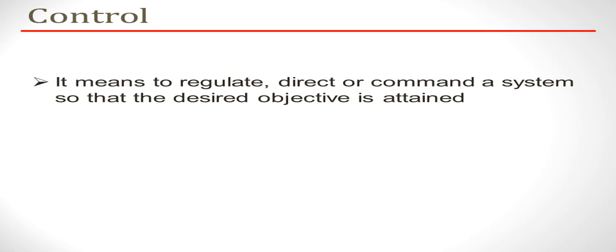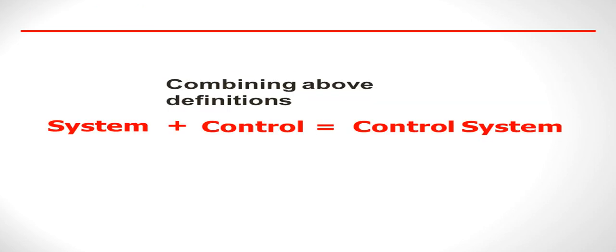Then control. Control means to regulate, direct or command a system so that the desired objective is attained. Okay, so to get the desired objective or desired output, we have to regulate the system or direct the system or command the system. So it is called as control. So combining above definitions, we get system plus control is control system, or in other words, control system is the system where control over the parameters or output is achieved.